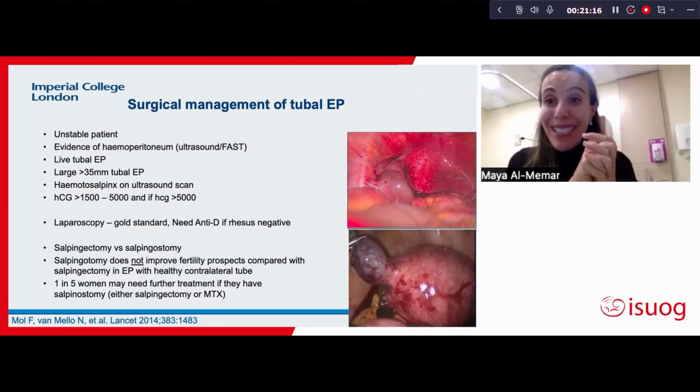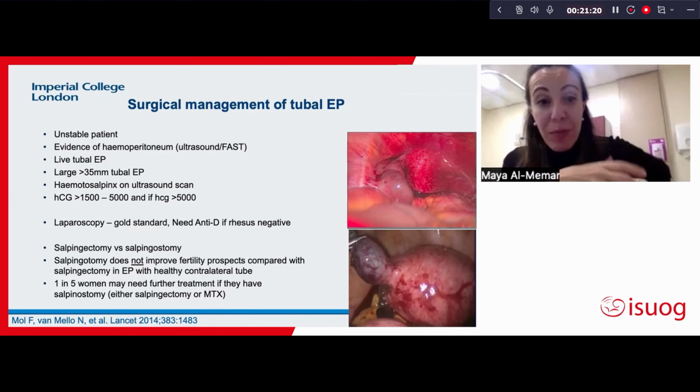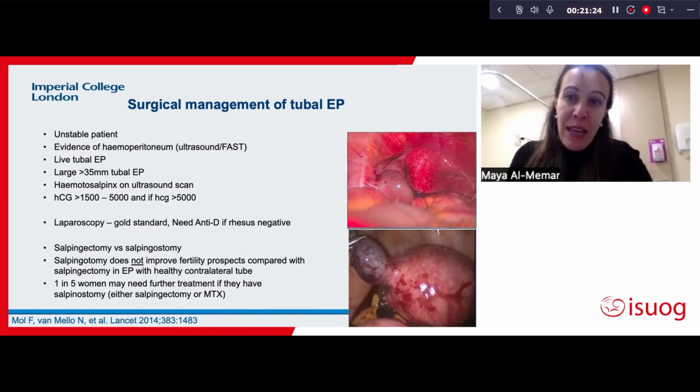Laparoscopy tends to be the gold standard. Of course, that depends on the availability of laparoscopy and surgical experience, but this is normally the gold standard in the UK. And of course, you need to give anti-D if the patient is rhesus negative.